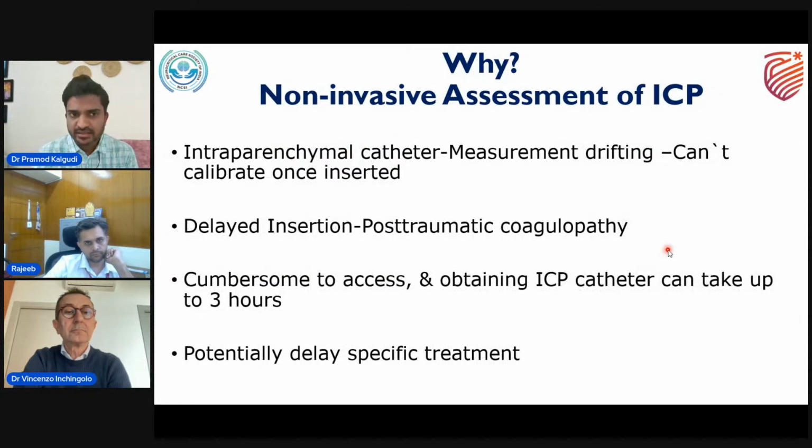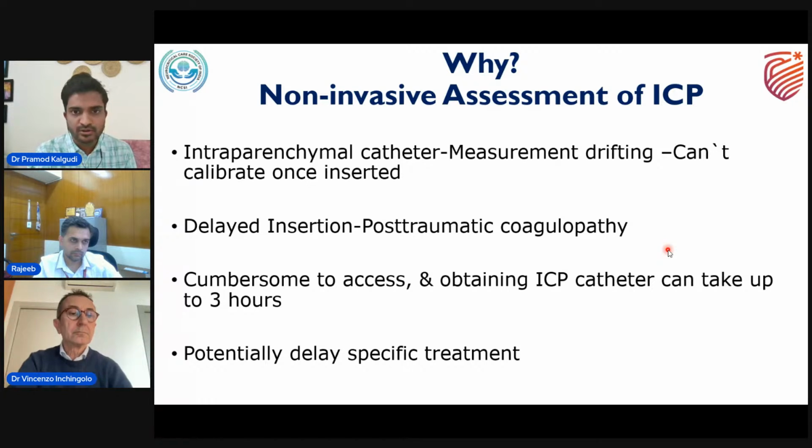Speaking of non-invasive ICP, why do I have to measure ICP non-invasively? I would tell you that's because the intraparenchymal catheter measurements have a drifting mechanism, and you cannot recalibrate once you insert it. If your patient has any sort of post-trauma coagulopathy, you would end up delaying the insertion of an invasive catheter. And it's always cumbersome, in an institute where you have a busy neurosurgeon or a resource-less center, to get an ICP catheter. Obtaining these logistics would take at least 2 to 3 hours. While we do all this, it potentially delays the treatment for the patient.